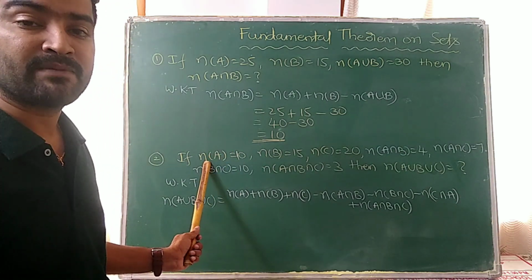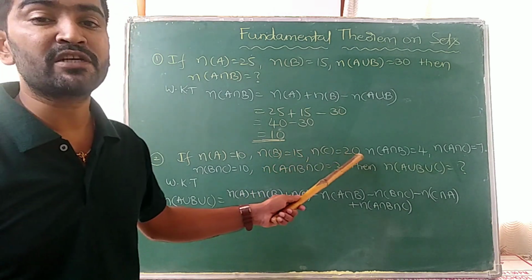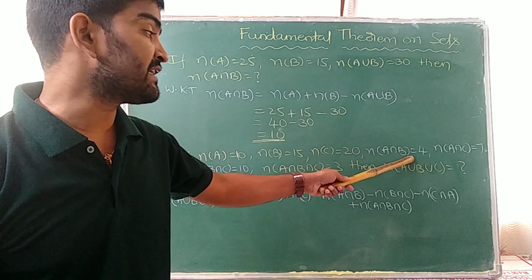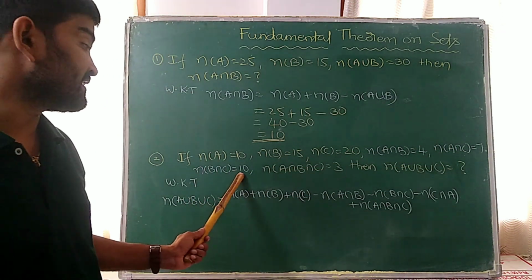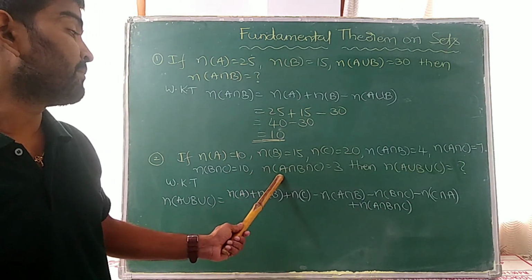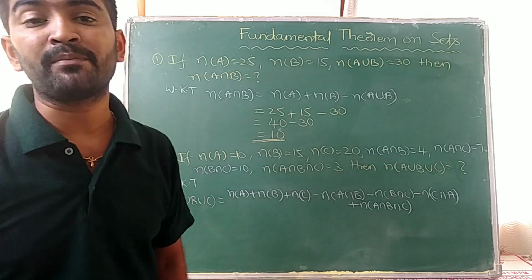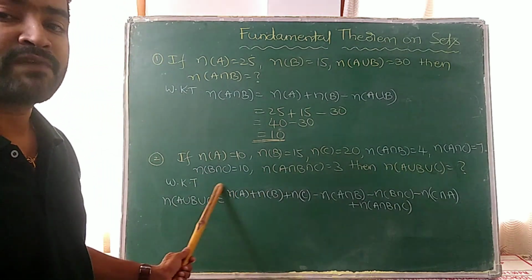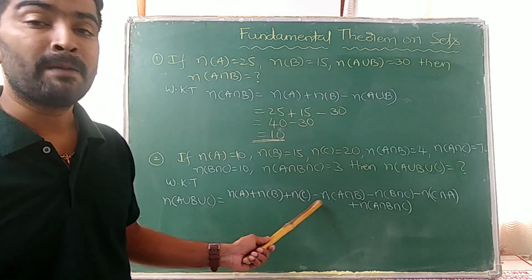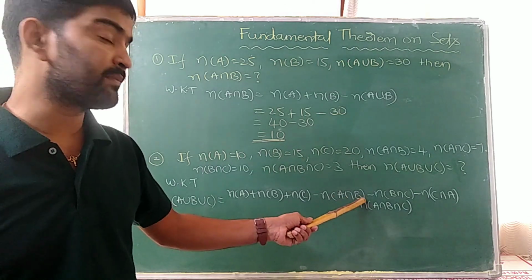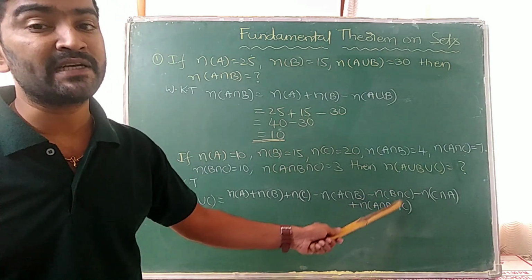Now another example. n(A) is equal to 10, n(B) is equal to 15, n(C) is equal to 20, n(A intersection B) is equal to 4, n(A intersection C) is equal to 7, n(B intersection C) is equal to 10, and n(A intersection B intersection C) is equal to 3. Then we are asked to find n(A union B union C). We know the formula for n(A union B union C) as n(A) plus n(B) plus n(C) minus n(A intersection B) minus n(B intersection C) minus n(C intersection A) plus n(A intersection B intersection C).